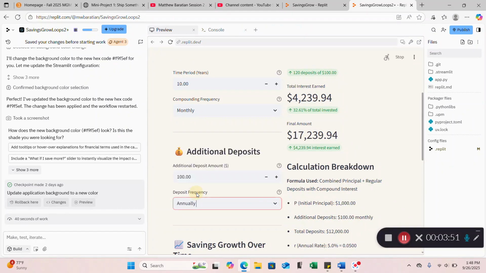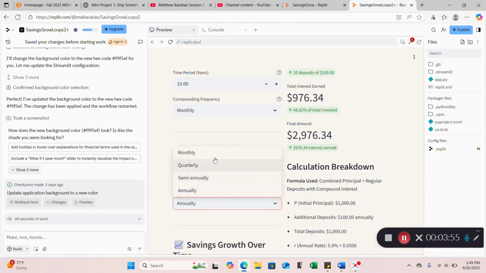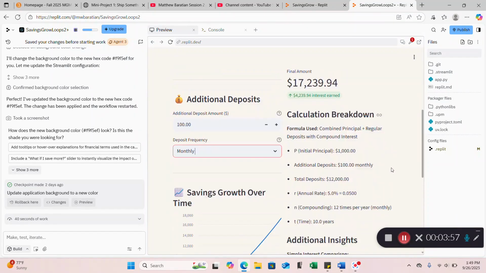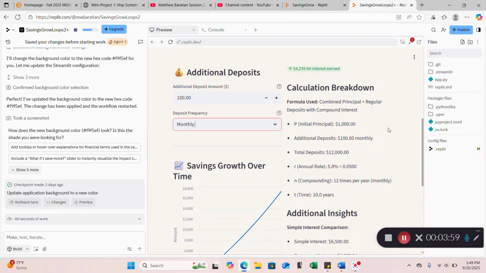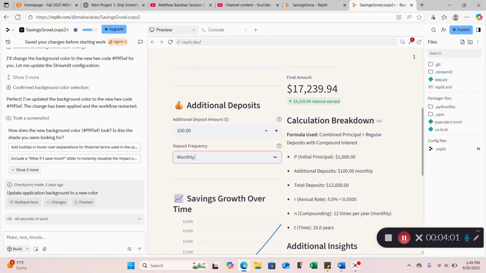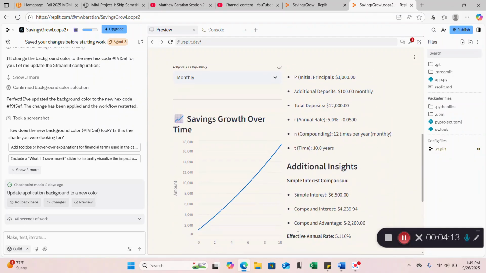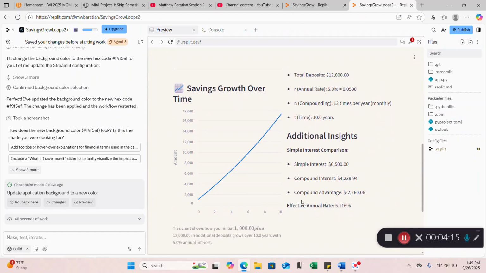If I change it to annually, of course it would go down because I'm not adding as much money in over that time period. But now, the formula breakdown, the calculation here on the right, is a little bit different than before because of this. So we have our combined principal plus our regular deposits with that compound interest added. And these are just all the inputs that I just described. And again, the additional insights on the side here.